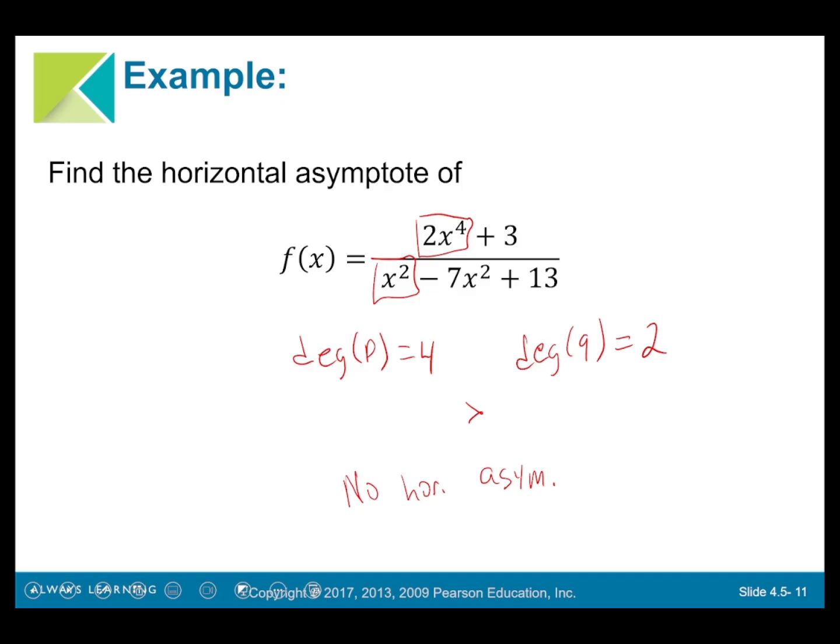And it doesn't matter what any of our trailing terms are. I don't care about the minus 7x squared and the plus 13. None of it has mattered in any of these examples, because all we want to look at is what that biggest term is doing. It sets the trend for the overall function.